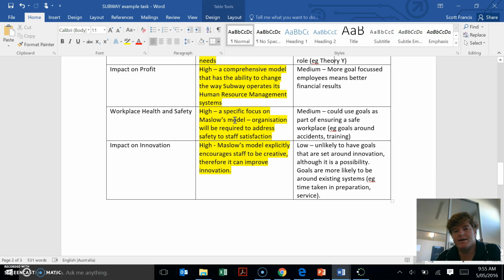Workplace health and safety. Well, here Maslow specifically addresses workplace health and safety. Locke, well, you could talk about it. Maybe you have some goals around training or reducing accidents or whatever, but you're not really dealing with this in a comprehensive way. Maslow is specifically going to look at issues of safety around staff. And impact on innovation, once again, Maslow's looking to be creative. Right? There are going to be specific strategies that come from this. Time given for people to innovate, for example. They might have little team meetings that try to plan different systems, improve systems, whereas it's unlikely that the goal setting is going to have much of an impact.